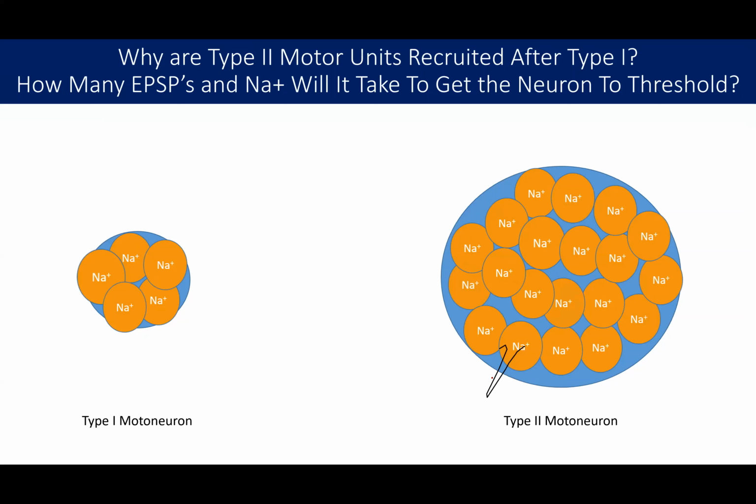So while I can get this one up and running with just 5 small EPSPs, this one's going to require like 25. This is why you recruit the small motor neurons and the small motor units first. It's easier to generate an action potential. It doesn't take as many EPSPs. It doesn't take as much sodium to get it up to threshold.